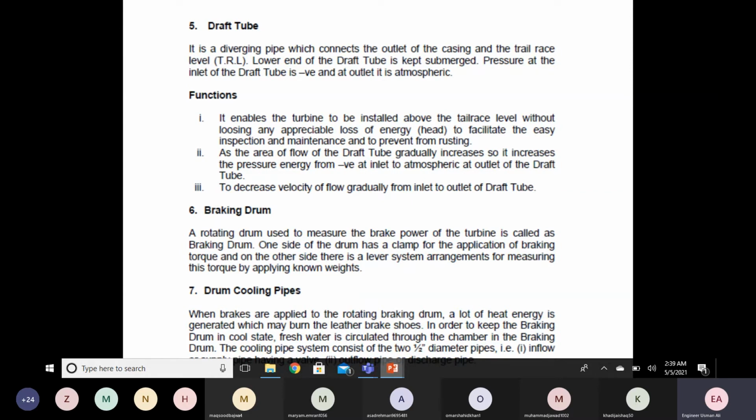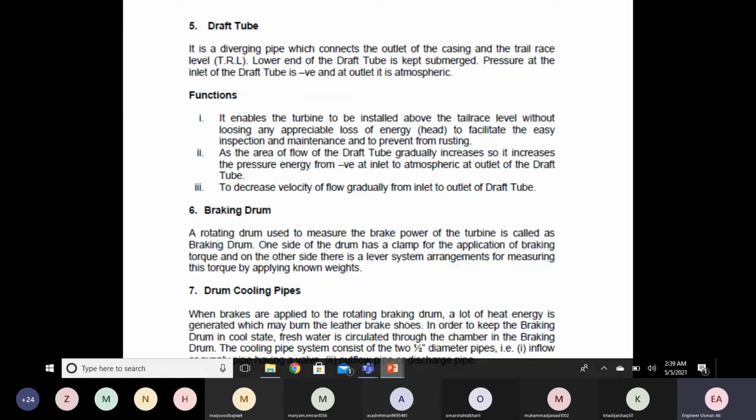फील्ड में जनरेटर लगाया होता है और टर्बाइन लैब में हमारे पास ये ब्रेकिंग ड्रम है जिसके साथ इसको अटैच किया गया है शैफ्ट को, और इसलिए it gives you the braking horse power and the output power of the turbine. One side of the drum has a clamp for application of braking torque, and on the other side there is a lever system arrangement for measuring this torque by applying the known weights.